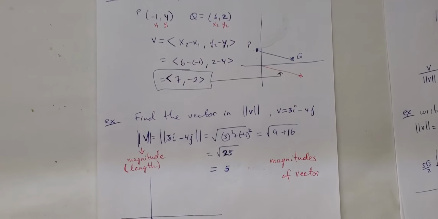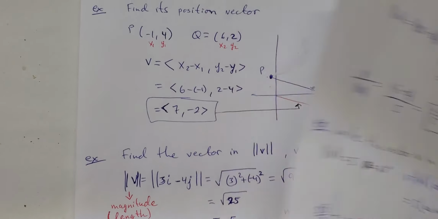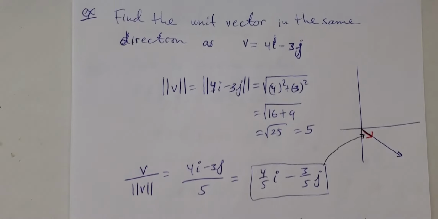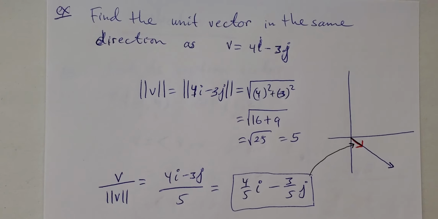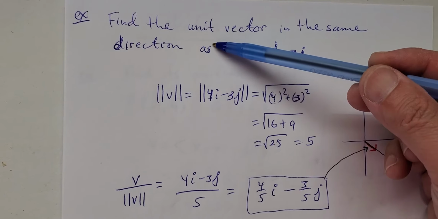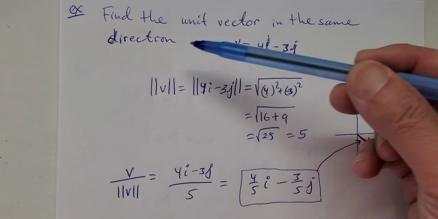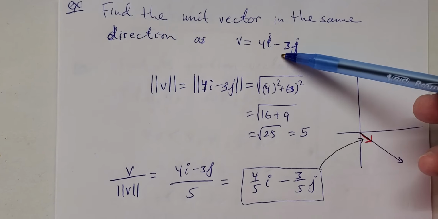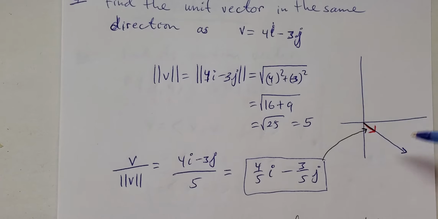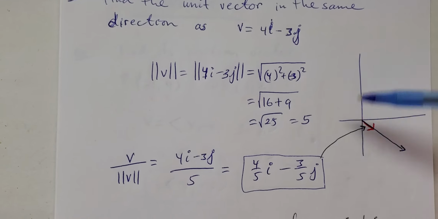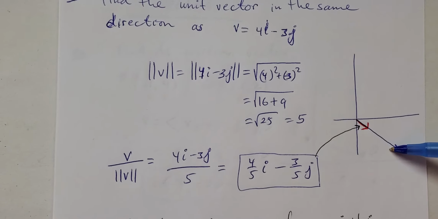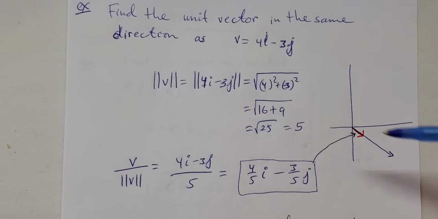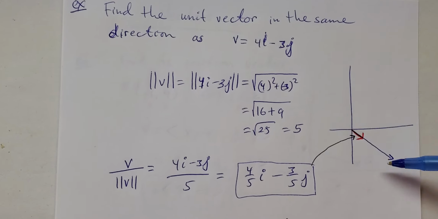All right, now let's go on to the next page. Now we want to find the direction, the unit vector. Find a unit vector in the same direction as this vector. So here's my graph, just to give you a preview of what it looks like. 4i minus 3j is the one in blue. But we want to find the unit vector in the same direction.